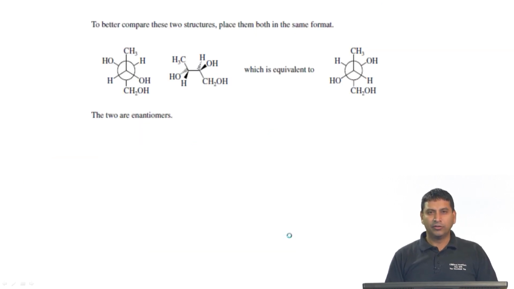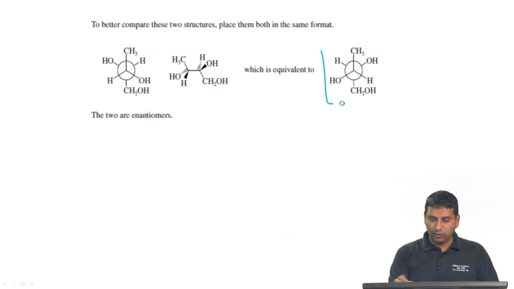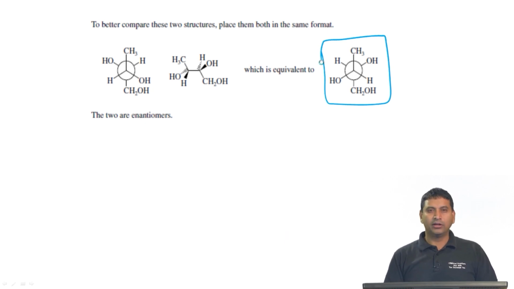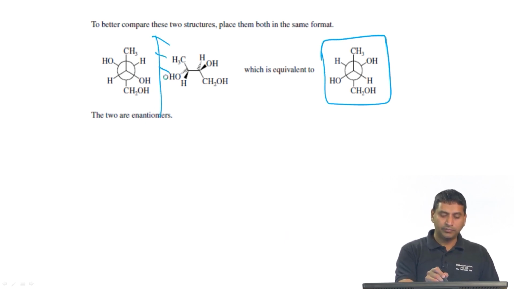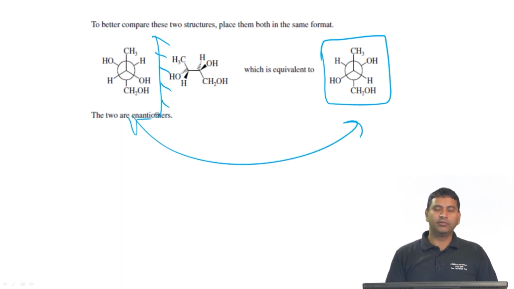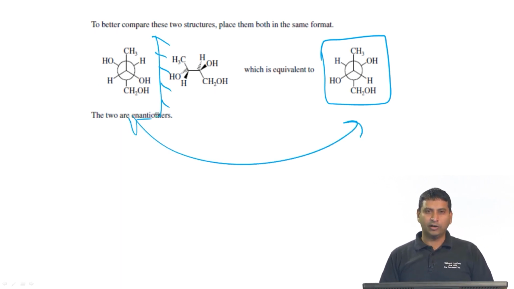Another way to do this is to write the structure in the Newman projection and compare it. If you draw the Newman projection for the molecule on the right, you get the following conformer, and then you can actually draw a mirror plane, and you will find that these two are exactly mirror images, and therefore, you can conclude that they are enantiomers.